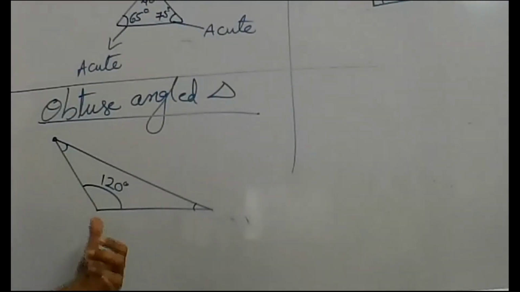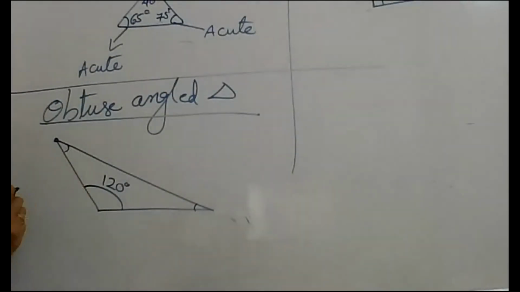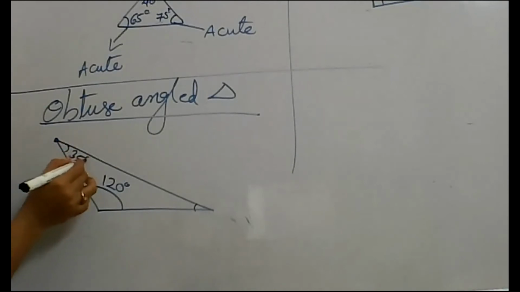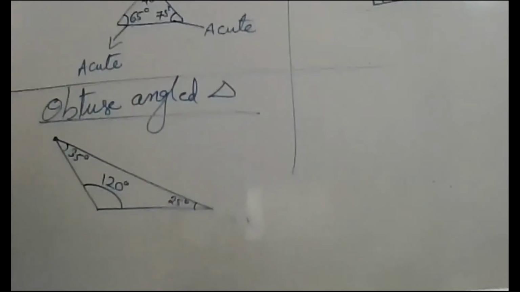Now see here, I have taken one triangle and one angle more than 90 degrees. I have taken 120, and let me take these two as 30 and 30. We can also take 35 and 25, since 120 plus 35 is 155.